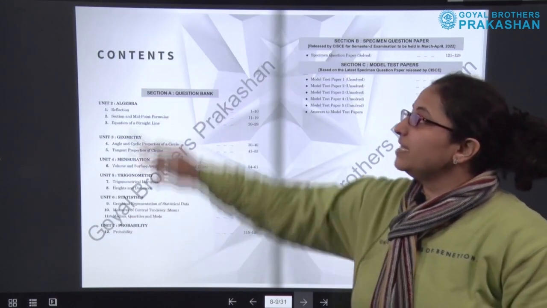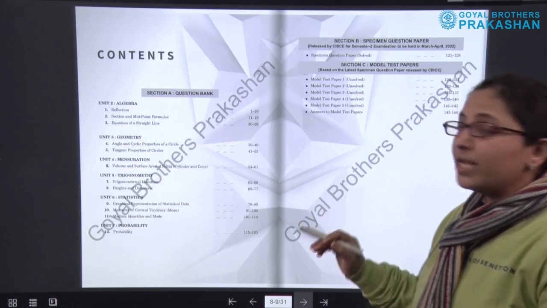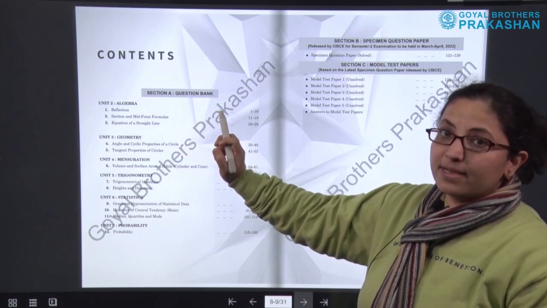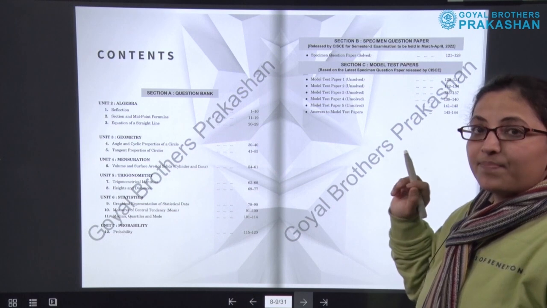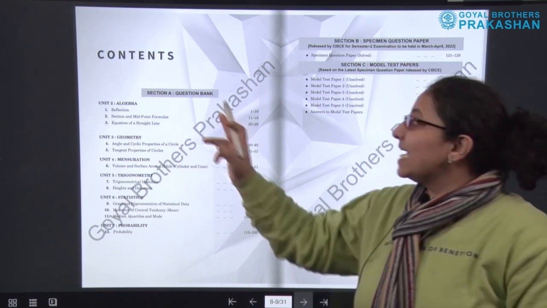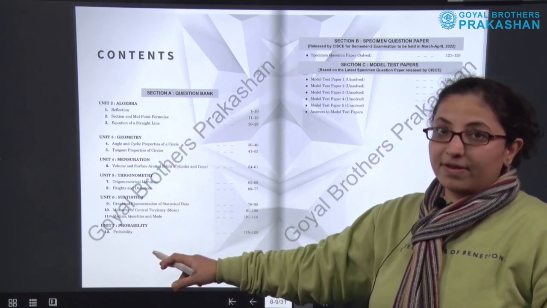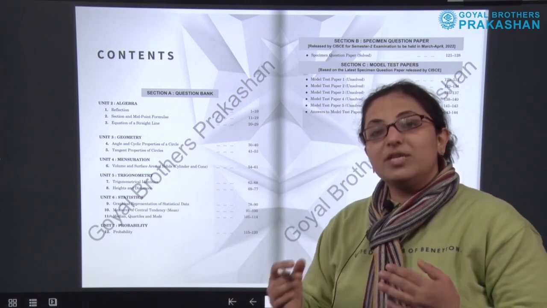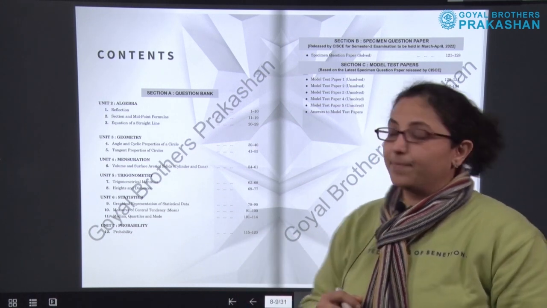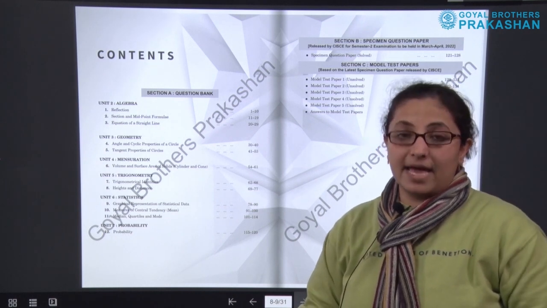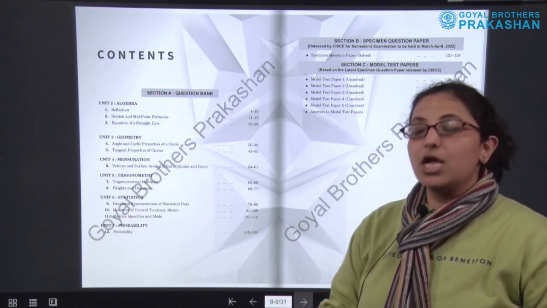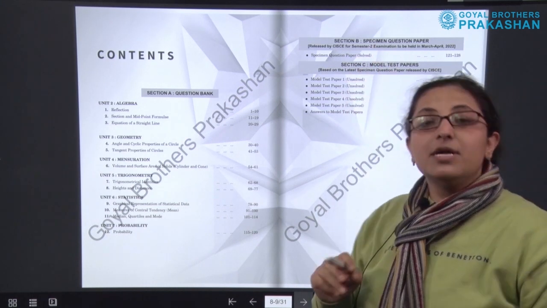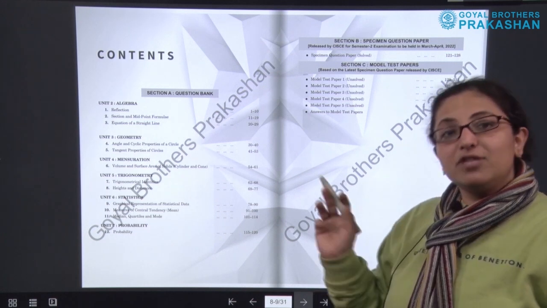After the bifurcated syllabus, the contents are given. Please note that the contents of this book are divided into 3 different sections. Section A is the question bank, Section B is the specimen question paper, and Section C is the model test papers. In Section A, the question bank, all the units are given with a question bank for each unit. In Section B, the specimen question paper released by the Council itself is there. It is the solved paper. And in Section C, the model test papers are there, which are unsolved for the practice of the students. These model test papers are based on the latest specimen question paper released by the Council. Let us see how the units are planned.